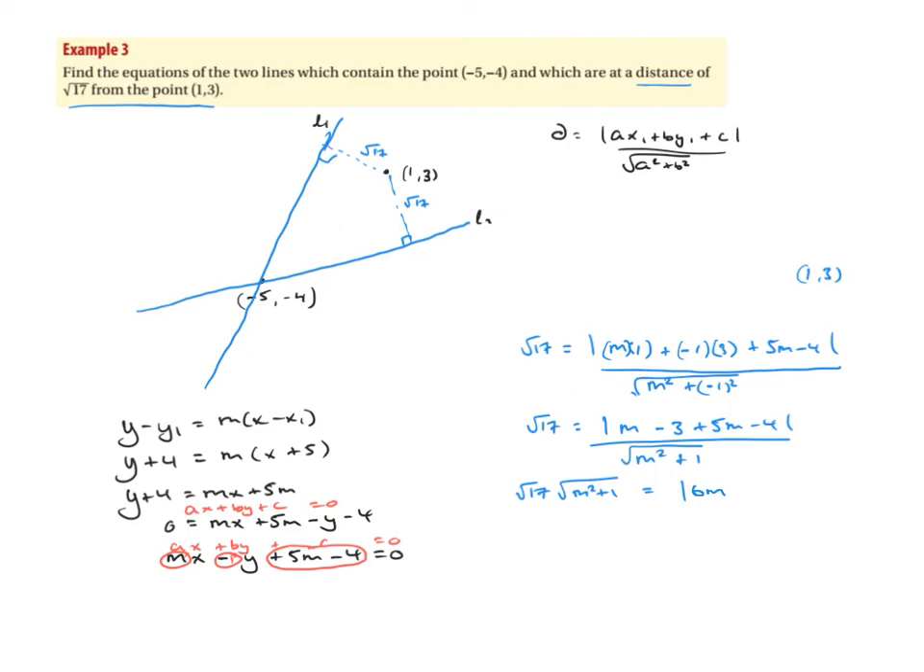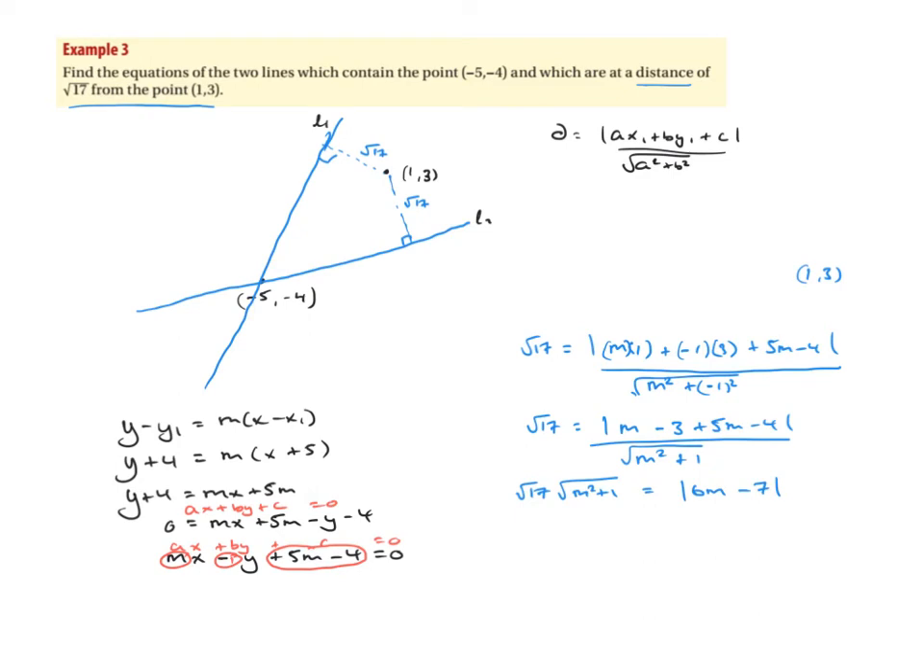And then what we have is minus 3 minus 4, which is minus 7. So minus 3 minus 4 is equal to minus 7. Okay, the next thing I'm going to do is square both sides to get rid of the square roots and to get rid of the modulus.